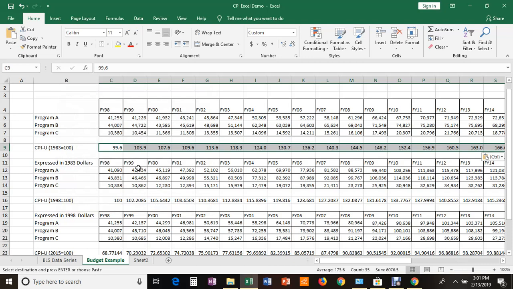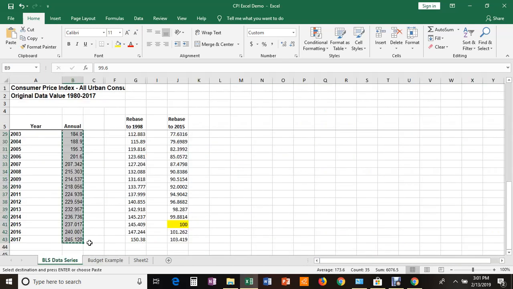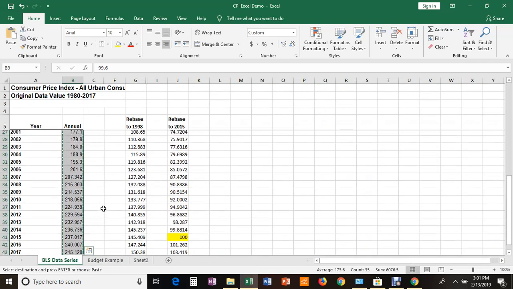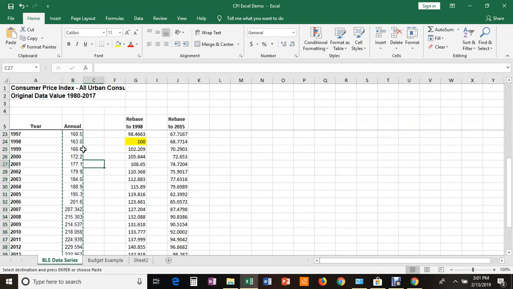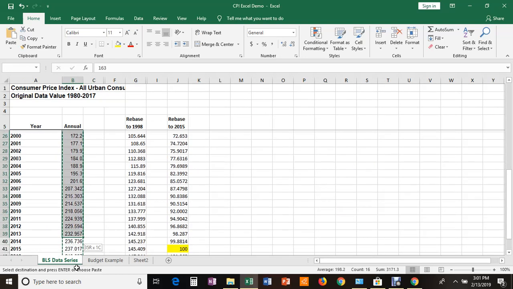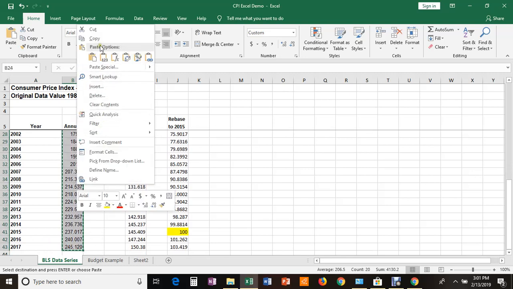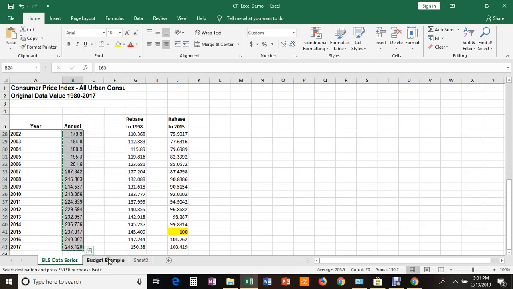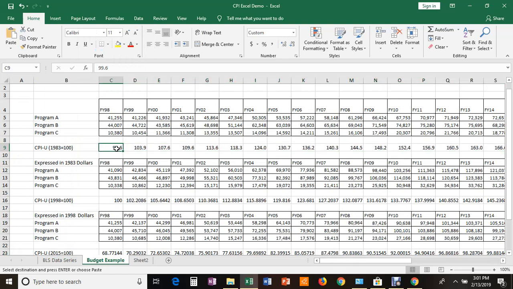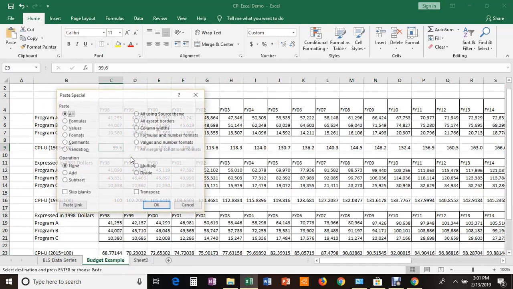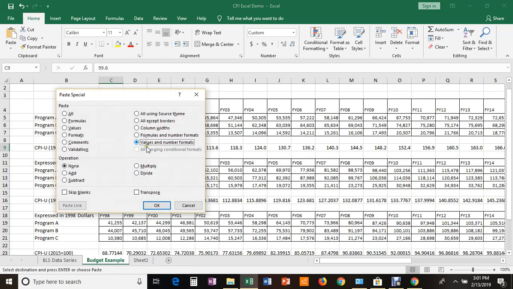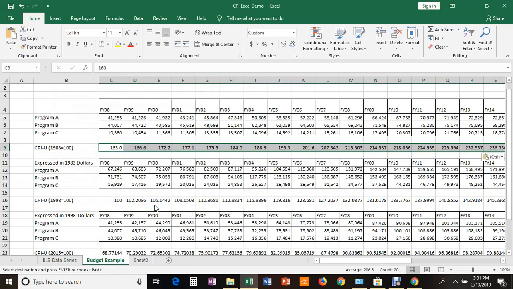Okay, so I got to go back. I made a mistake. It's 1983 dollars, but it starts in 98. So let me go back here, change this. Starting in 1998, my CPIU numbers, I'm going to copy those again. Paste special, values and number formats, transpose, boom.